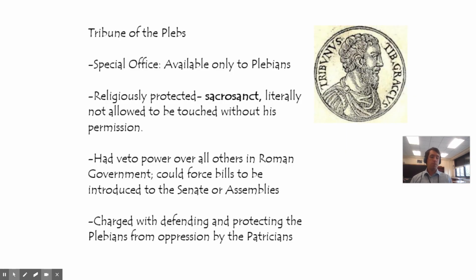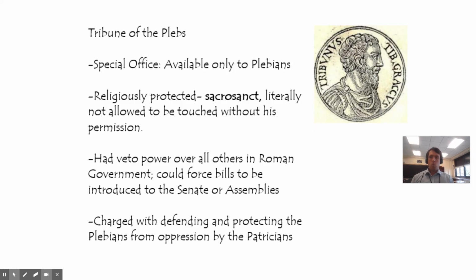Eventually, they say, well, we'll just stop everything unless you take a look at this bill. They can't make you vote for it, but they can stop everything else until people actually start talking about it. Their whole job was to defend and protect plebeians, poorer, more oppressed Romans, from oppression by the patricians. That was their entire job.